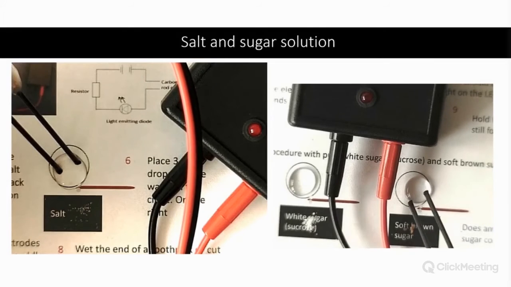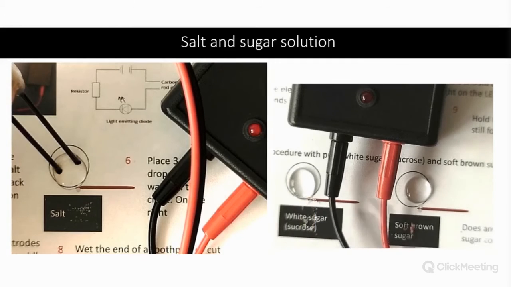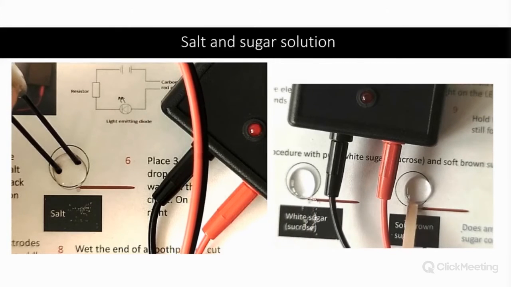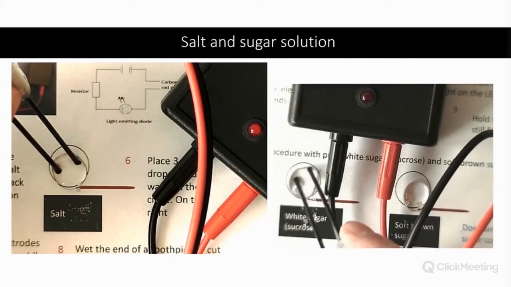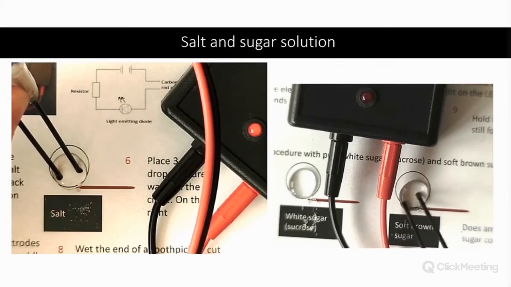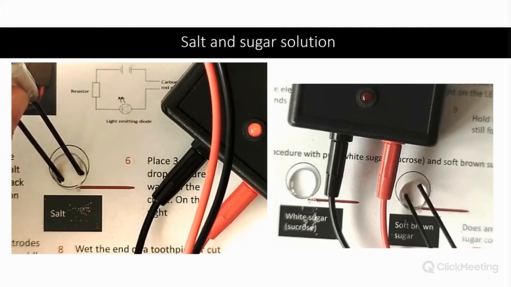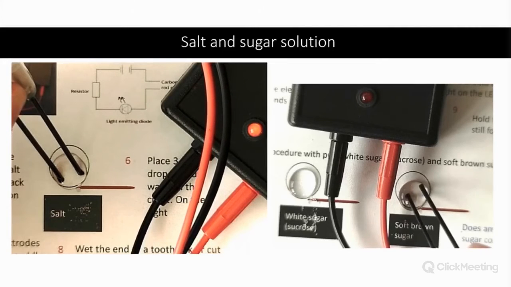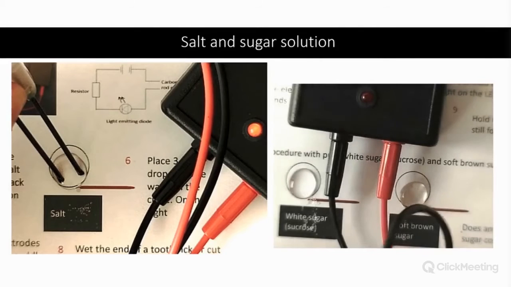Of course, we can look at ionic and covalent compounds now by looking at white sugar and soft brown sugar, the molasses. Now, white sugar is sucrose, and of course that is not ionic at all, so it doesn't light up. But when you look at brown sugar, you just see the light beginning to appear. So there are impurities in brown sugar which form ions in the water. And look at the lovely light in the salt now.